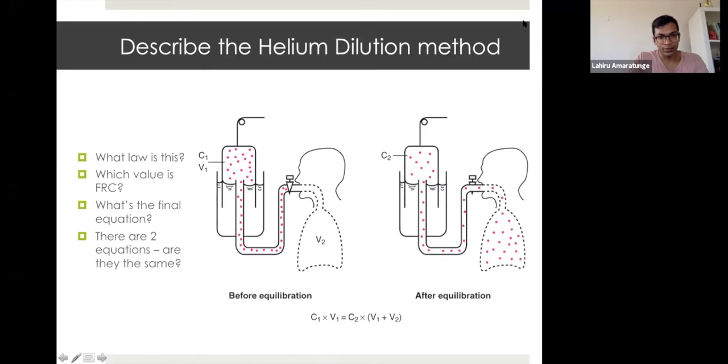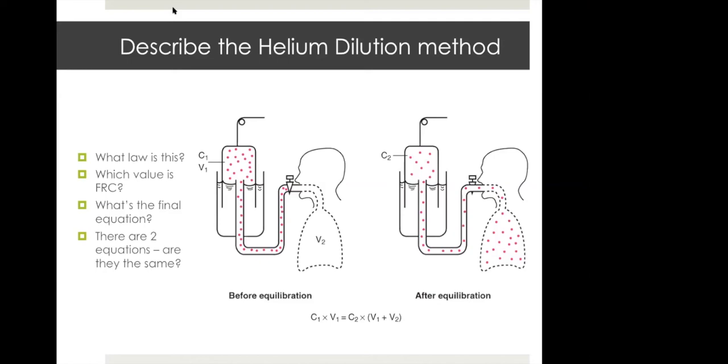Good. So Imogen, yeah, I can have a go at this. This is describing the helium dilution method to calculate FRC. Before equilibration, the patient is connected to a known volume and concentration of helium, and then they take multiple breaths with sufficient time for the helium to equilibrate in the lungs. Then you have a second known concentration which you can measure, and your original volume plus your functional residual capacity. So V2 in the equation is your functional residual capacity. That's good. What law is it?